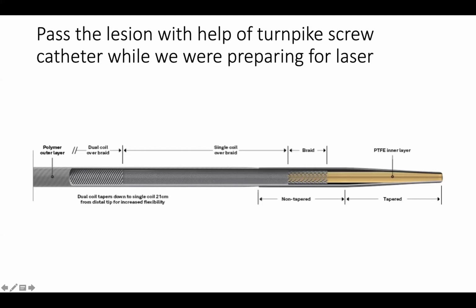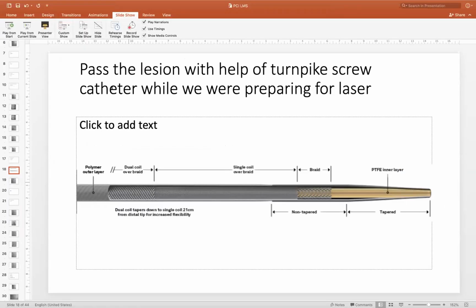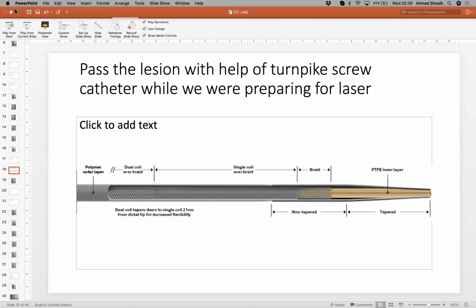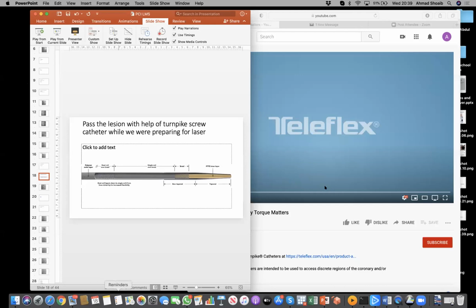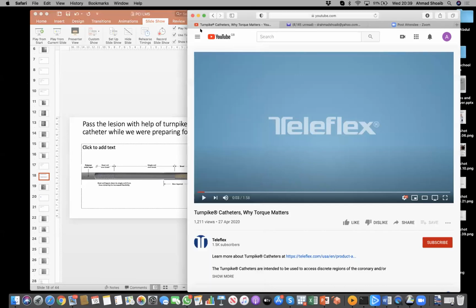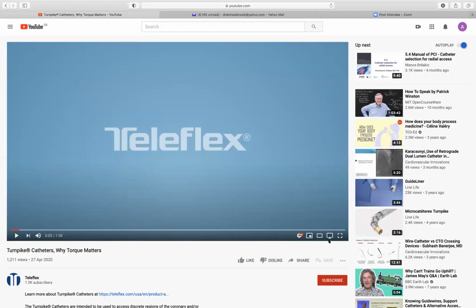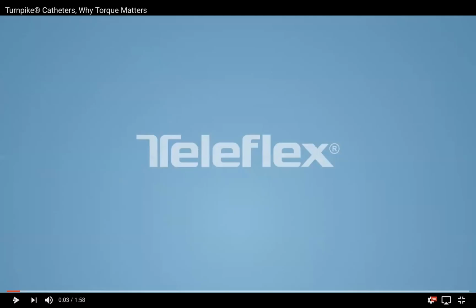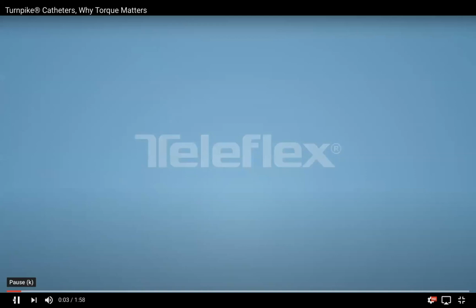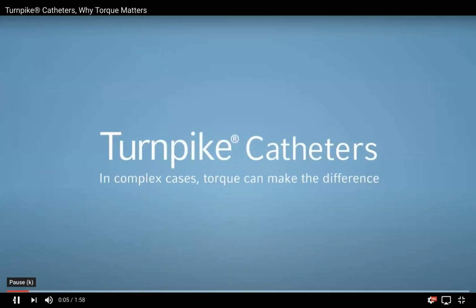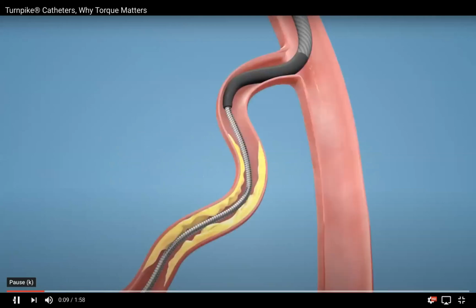I can share the video. Just a minute. The whole learning point in this case is this catheter. It's relatively difficult to use, but it has really changed the whole game. We don't need laser. We don't need anything. Yeah, it has a screwing action, so you keep on going. That makes the difference.